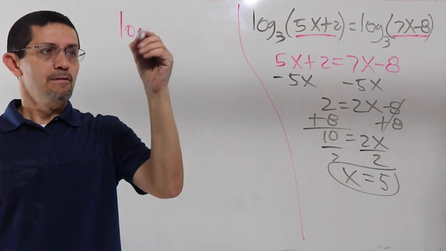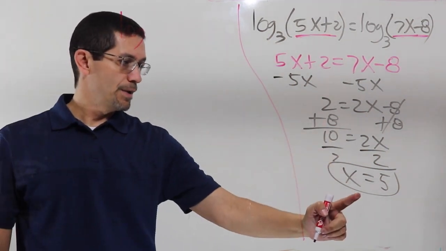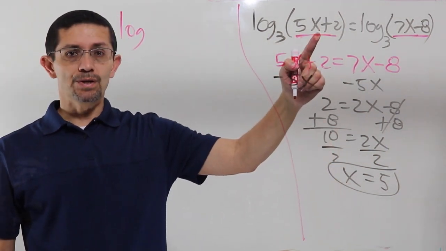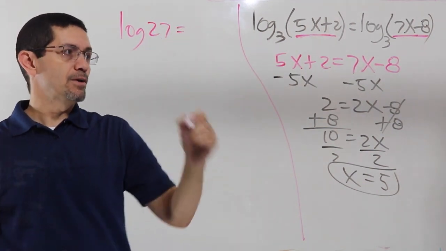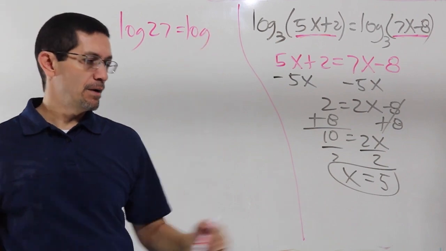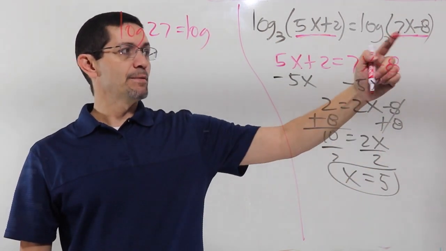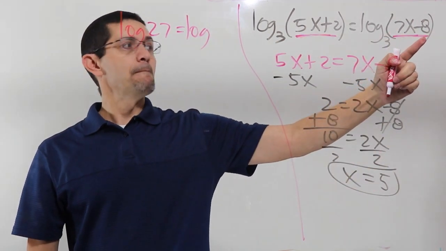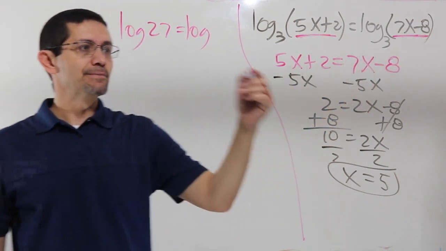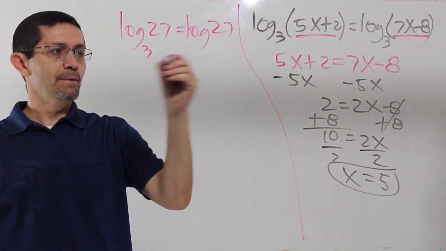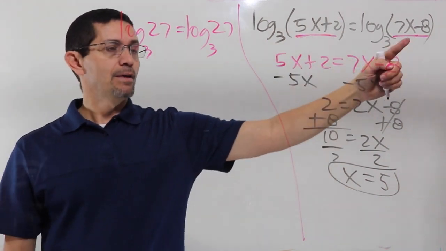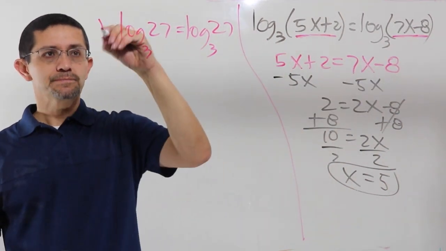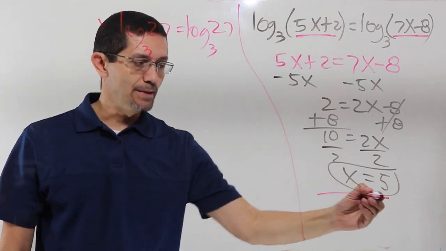So log of x is 5, 5 times 5 is 25, plus 2 is 27, equals log x equals 5, 7 times 5 is 35, minus 8 is 27. Both of them have the same base. You see that when I replace the x by 5, both sides are equal. Therefore, this is the right answer.